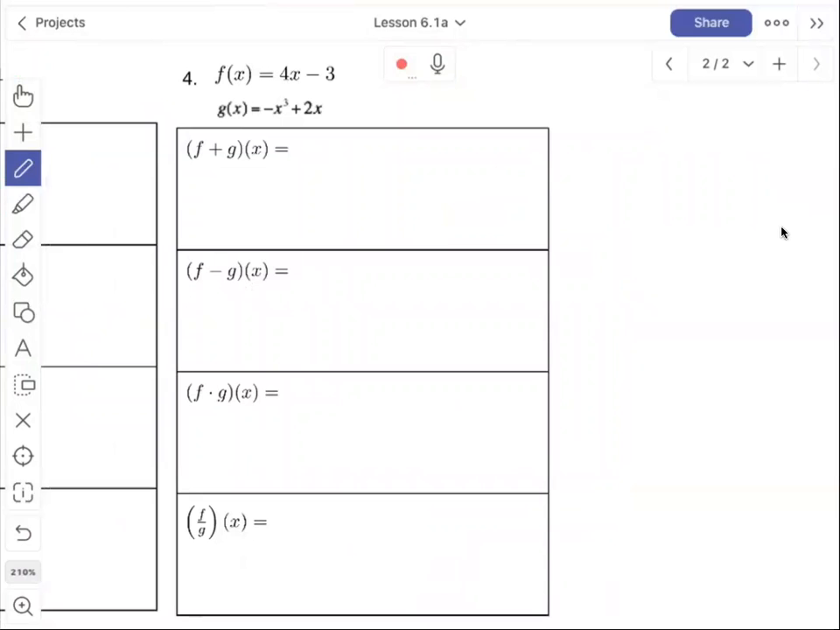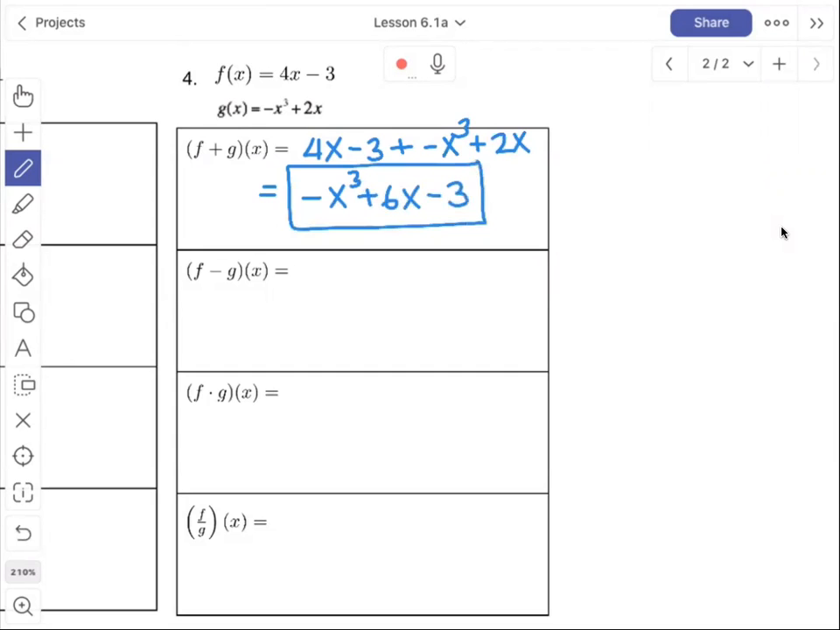So we write 4x minus 3 plus x cubed plus 2x. Good, and there's a negative there. I know it's a little hard to see, but there's a negative in front of that x cubed. Oh, okay. Okay, and so let's combine like terms and simplify. What do we get? We get minus x cubed plus 6x minus 3. Perfect. You got it. Nice, Russell.